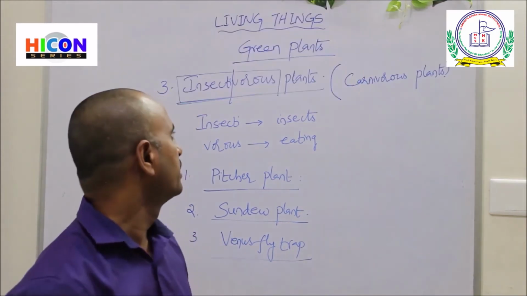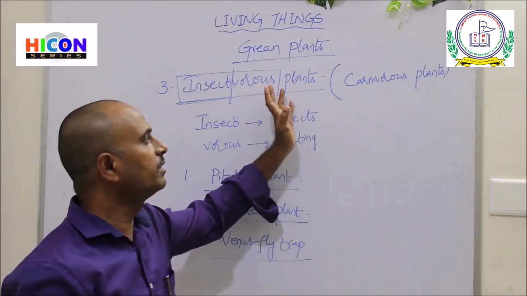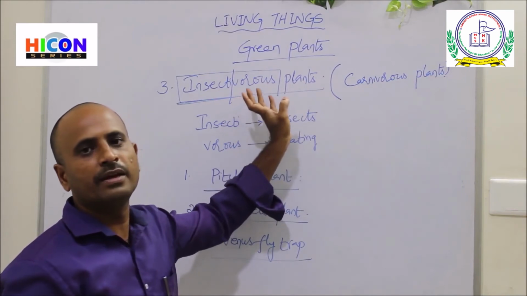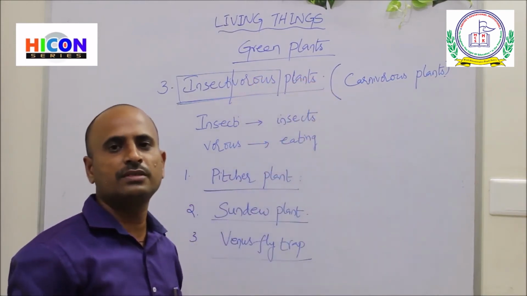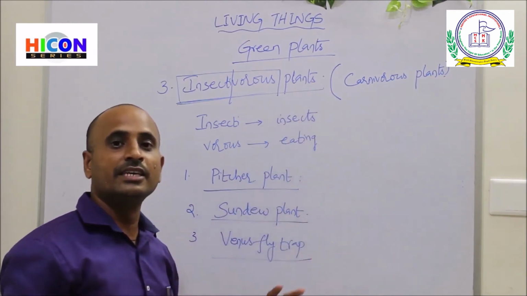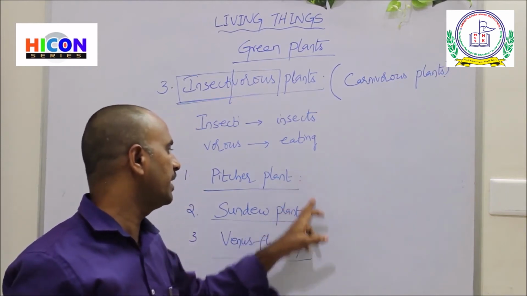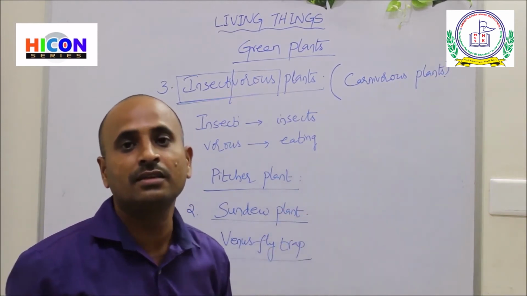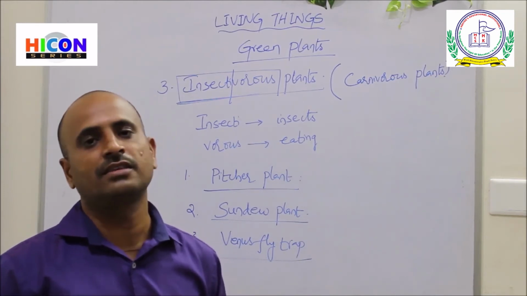So in this way, insectivorous plants eat insects and depend upon them, and they do not prepare their food by the process of photosynthesis. That's why they depend upon the insects. To attract the insects, each plant has its own modification. That means each plant has different types of structures and features, so as to attract insects.